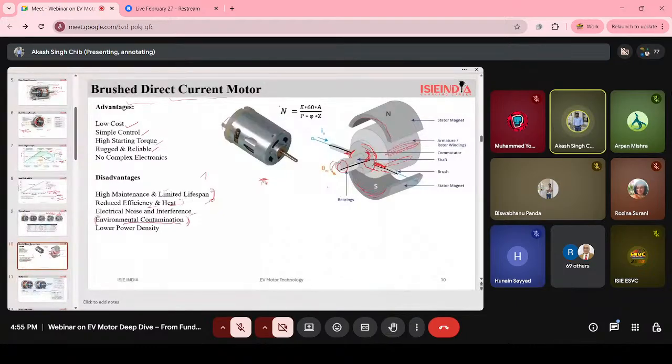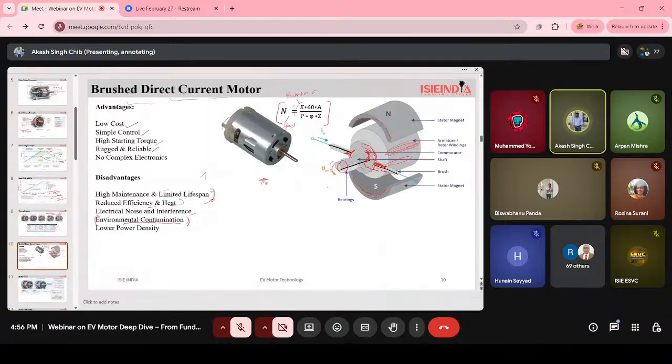Now here you can also see that we can calculate the speed or efficiency of this brushed direct current motor by calculating this. Here n is the speed and E is the back EMF.